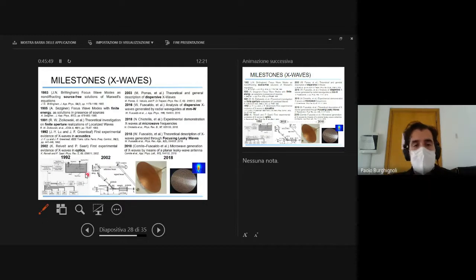This is the story of X waves as for Bessel beams, and basically there is the same epilogue, I would say, where you have the early realizations in optics that occurred in the 90s, while it has been more recent for X waves. Just a few years ago, the experiment of X waves at microwave frequency occurred.